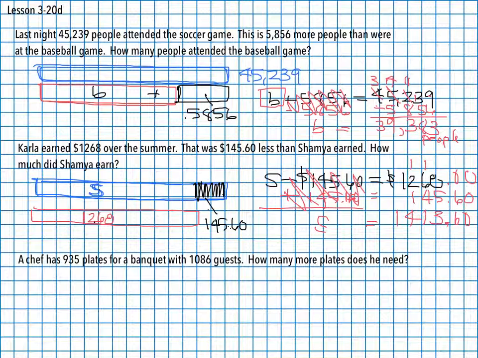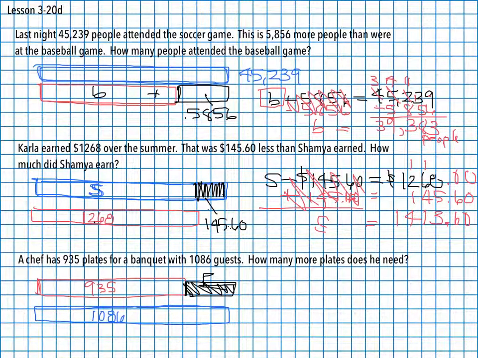All right. Our final problem has a chef with 935 plates for a banquet with 1,086 guests. How many more plates does he need? So right now we have our chef who has this many plates, and that's 935. He has a party, a banquet, with this many guests, and this is 1,086. And what he needs to know is how many more plates he's going to need. And we're just going to call that P for plates.